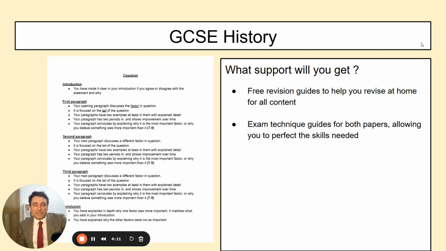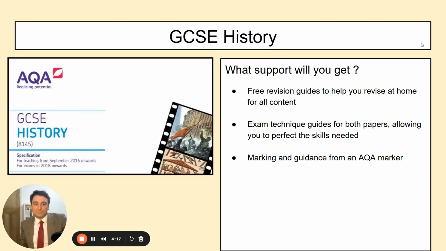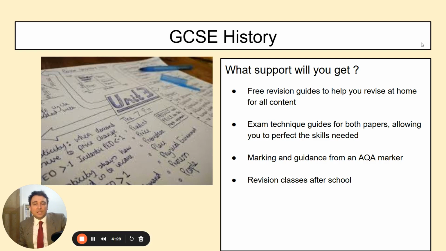You'll also get exam technique guides for both papers. You'll know exactly what to do for each question, perfecting the skills needed to get the grades. And you'll also be getting marking and guidance from an AQA marker as well. I mark for AQA, so you'll be getting that sort of technical advice there, whatever examiners are looking for. There's revision classes that are set up after school to support you.